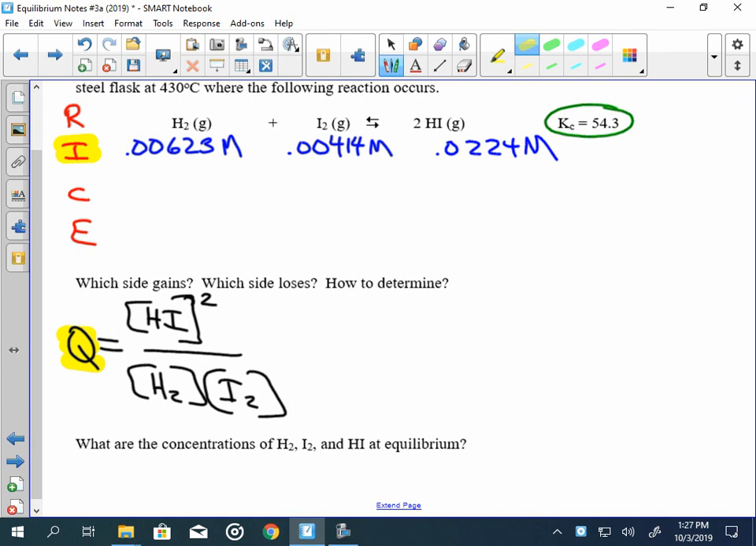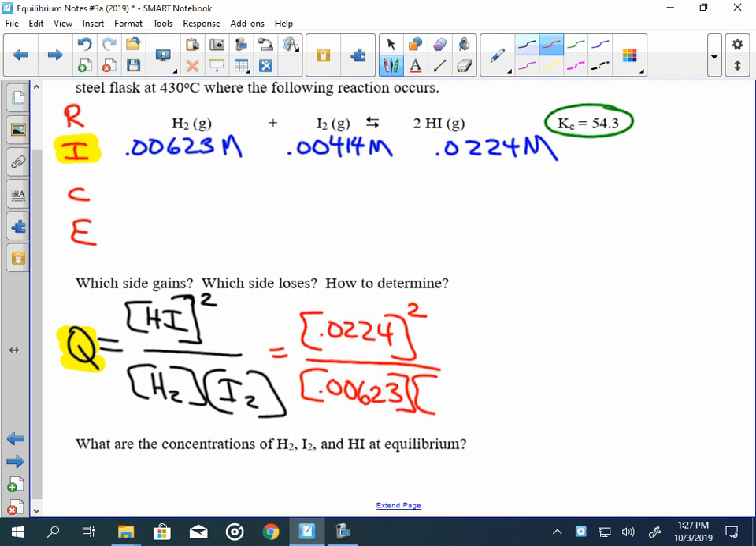So what we'll do is substitute these molarities into this equation and calculate, well, what is Q, the initial condition ratio here. So we go 0.0224 squared over 0.00623 times 0.00414. When I did that, I got an answer of 19.5.